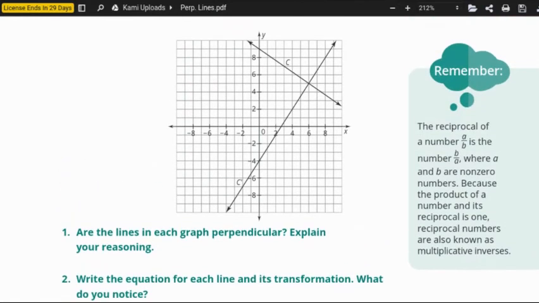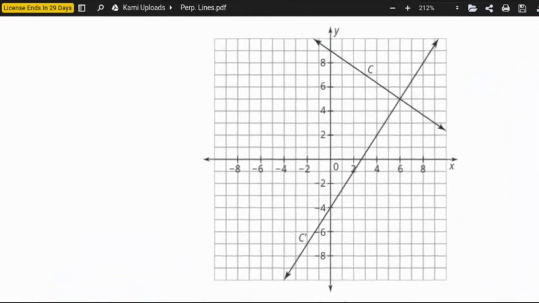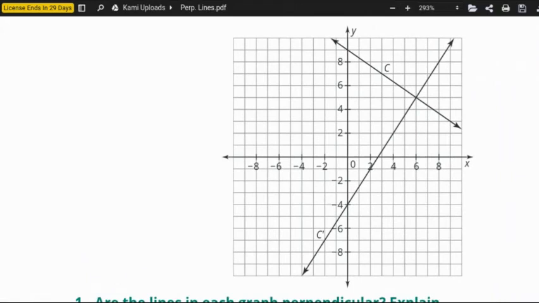I'm going to do one more example with you, but in order to prepare you for the problems that you're going to be practicing after this, I'm going to go about it in a slightly different manner. When I write my equation, I'm going to be writing it in point-slope form and then converting to slope-intercept. So let's look at C and C prime.